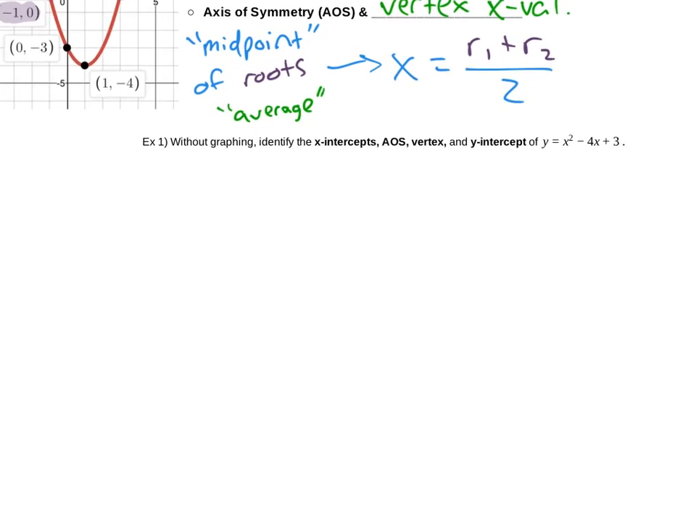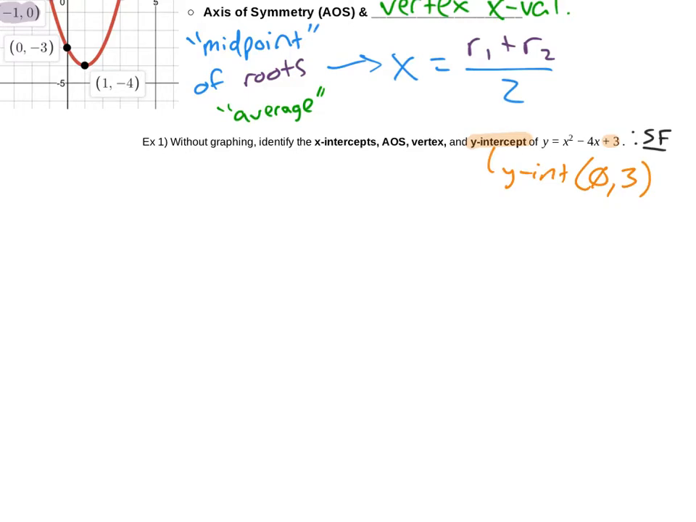All right, so let's look at the example, and we're looking at what form right now, right off the bat. Yeah, that's standard form. There's no parentheses. Okay, and x squared's first. All right, so in standard form, do you remember what you can see in standard form? The y-intercept, that's right. The c value over here is our y-intercept. So let's go ahead and identify that right now. 0, 3. All right, take that off the list. We're done with the y-intercept.